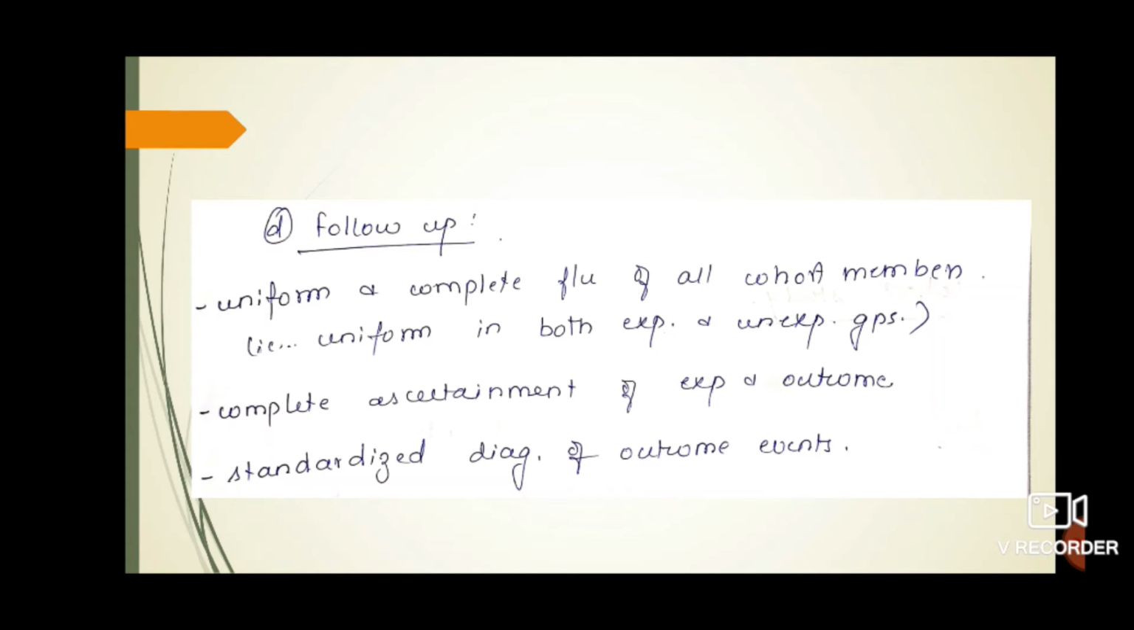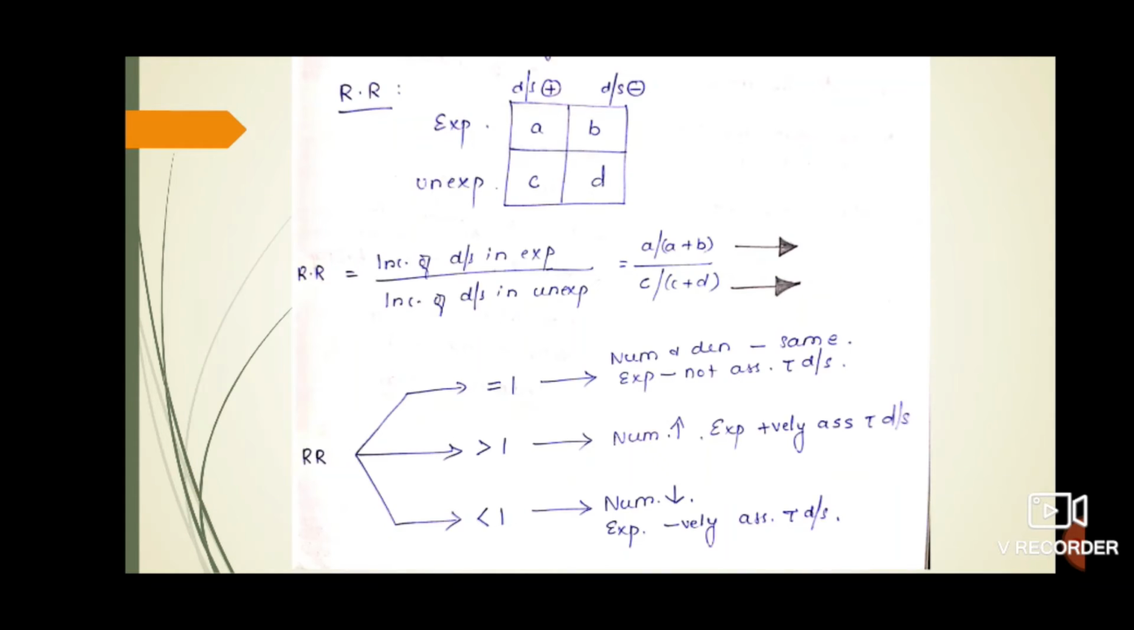And then we have to have a uniform and complete follow-up of all the cohort members, irrespective of the exposed and unexposed groups. We have to have a complete ascertainment of the exposure and outcome, and then a standardized diagnosis of the outcome events to make it a uniform study.